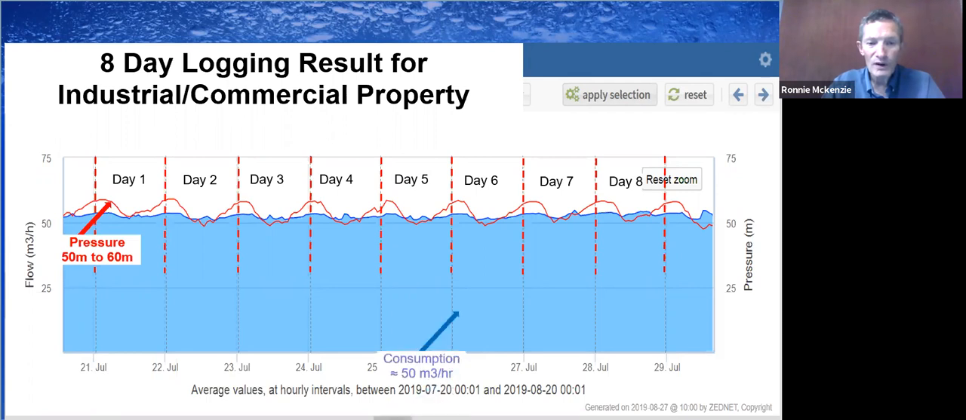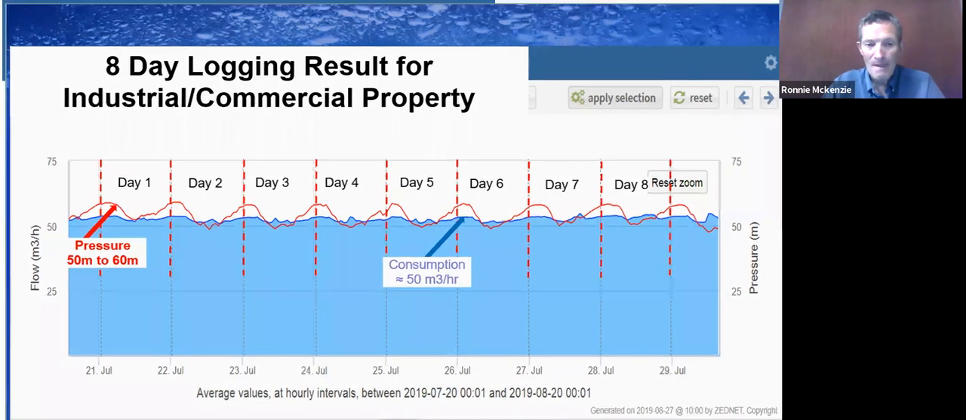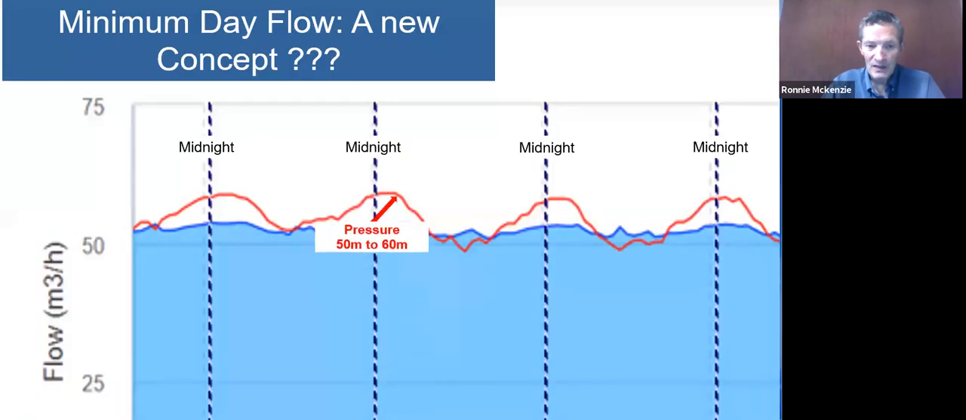However, what's quite interesting here is that our pressure and flow are now working together. So normally you would expect a minimum night flow. In this particular case, we've got a minimum day flow, or MDF for short. So we have a minimum day flow. Don't quote me on that new acronym. That's just one I made up in the spur of the moment.